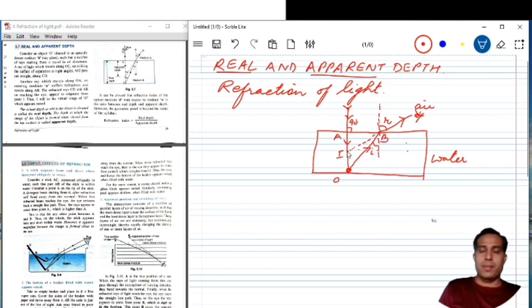And if this angle is I, then this angle will also be I, because these two are parallel lines. This is also normal and this one is also normal. These are the two parallel lines, and this is the transversal line. So this angle is I, and this will also be I, because these are alternate angles.